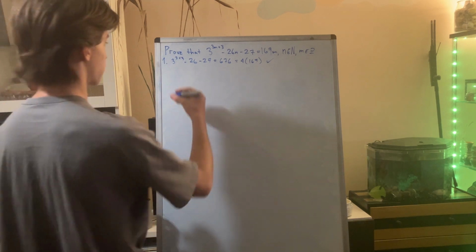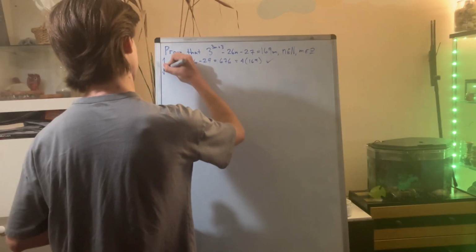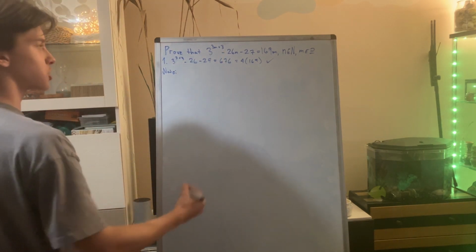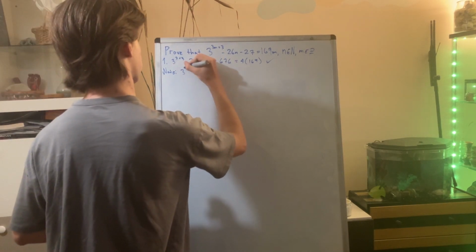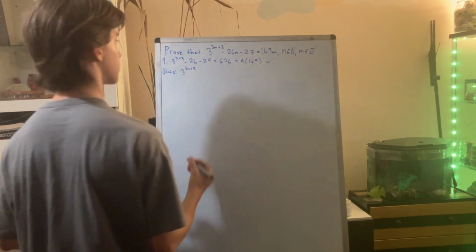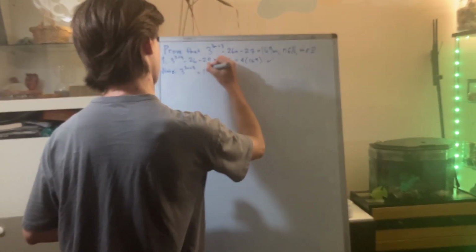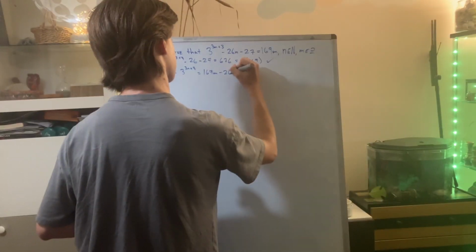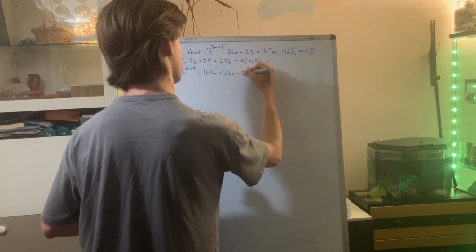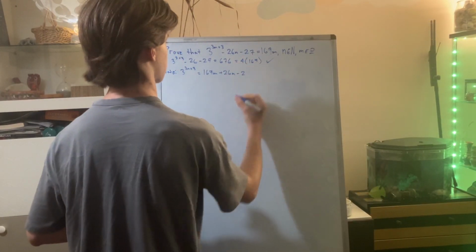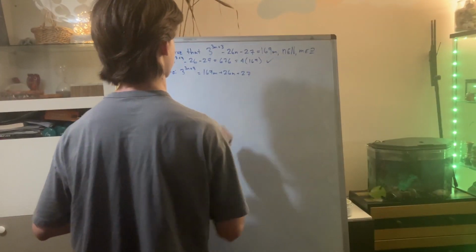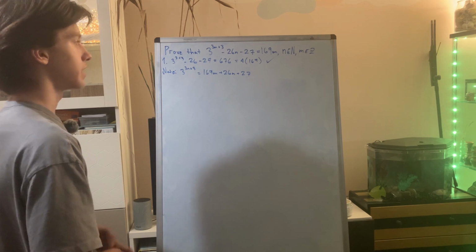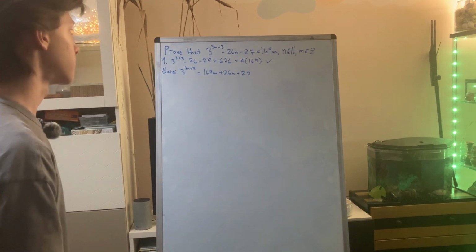So we're going to first take a note here. It's not that difficult of a note. We're just going to move around this expression to isolate 3 to the 3n plus 3. It's going to equal 169m minus 26n minus 20, plus 26n and plus 27. There we go. That's what we have to know, and that's what we're going to use in the induction step.